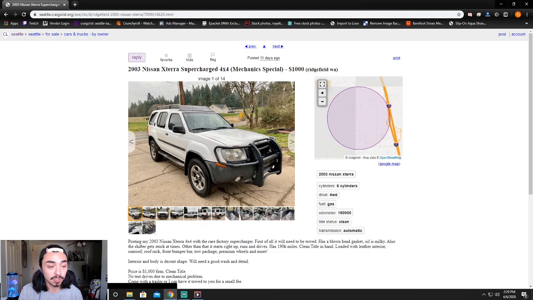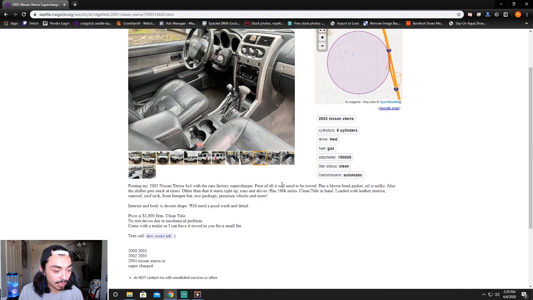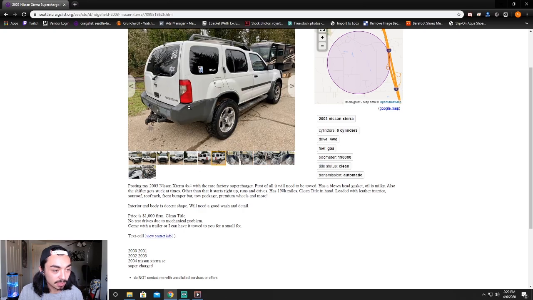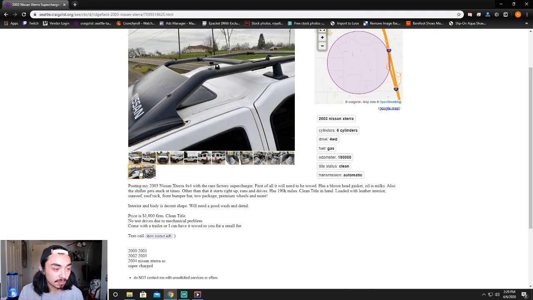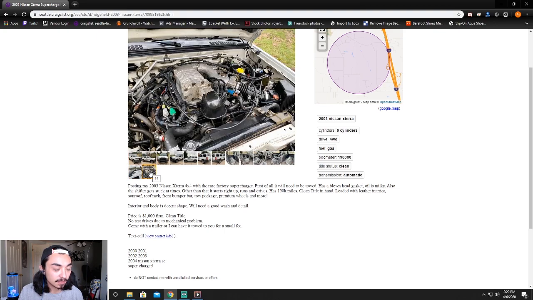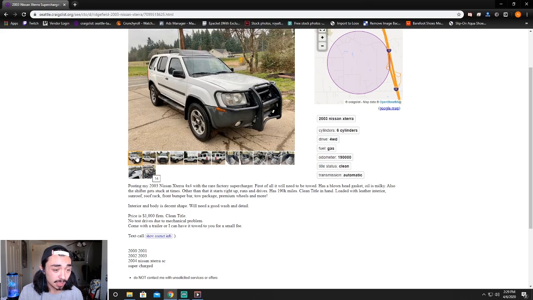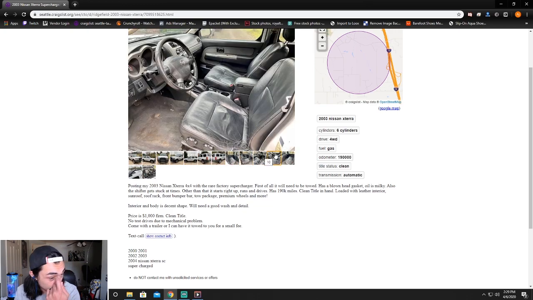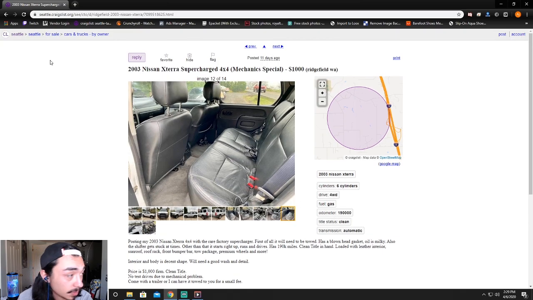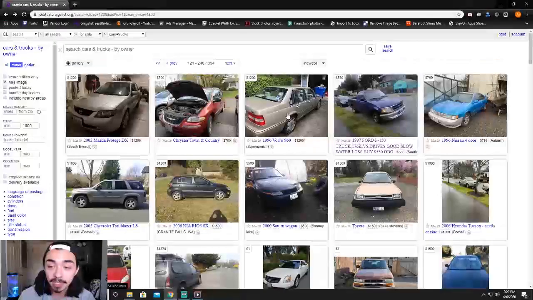Ooh, supercharged. Look at this one, $1,000. Rare factory supercharger. Needs to be towed. Blown head gasket. Oil is milky. Shifter gets stuck. I don't know if I'd buy this, but this is some cool stuff, right? If you're a mechanic and you know how to do some of this stuff, this is a Nissan Xterra with a supercharger. This is probably worth some money. If you had some knowledge on how to do this stuff, this would be the way to go.